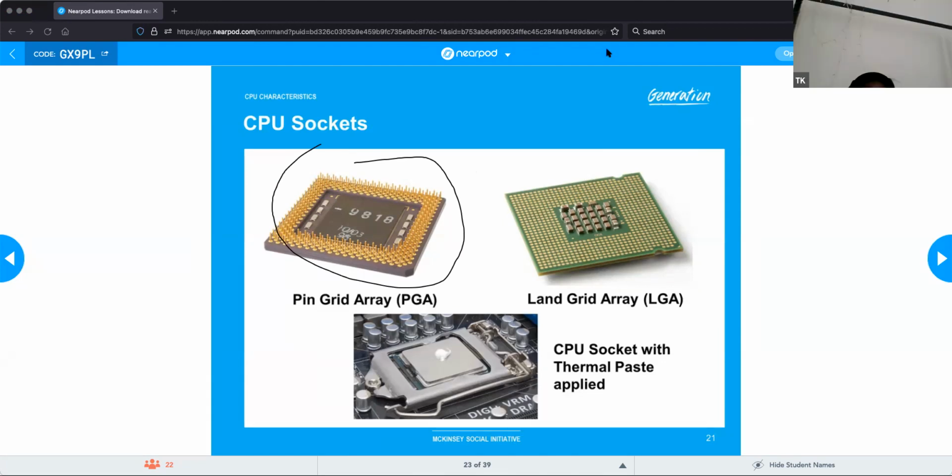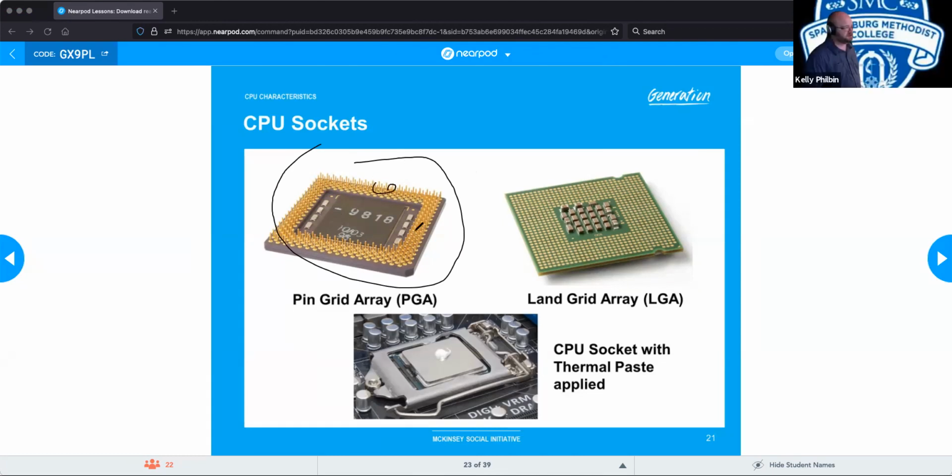Pins. Yes, you've got the pins sticking up here. On modern processors, these pins sticking up can be about the diameter of a human hair. They are very, very small, very fragile. So you have to be extremely careful when handling a CPU, pulling it out of its casing and placing it into the CPU socket. But good try on that one, Kayla.